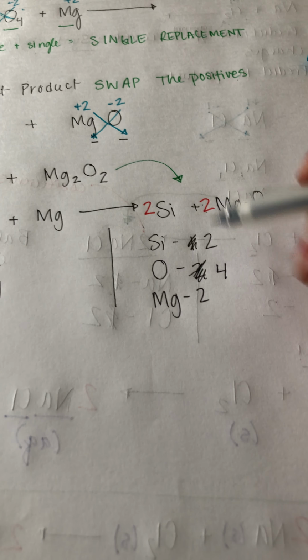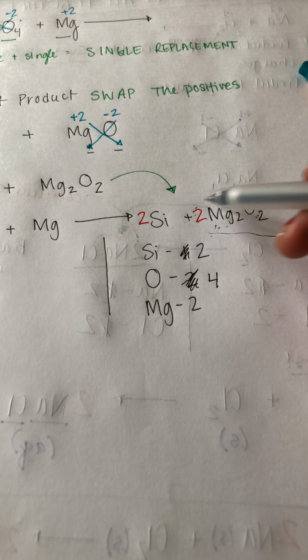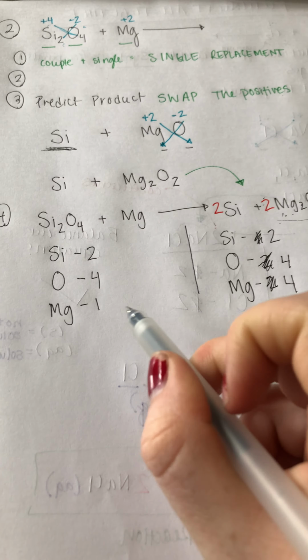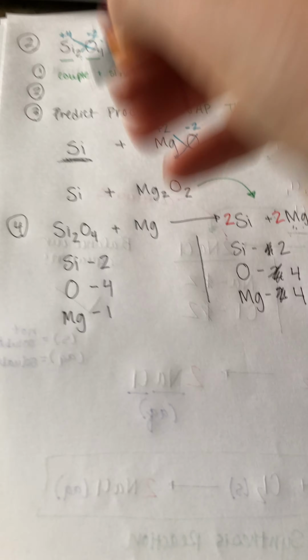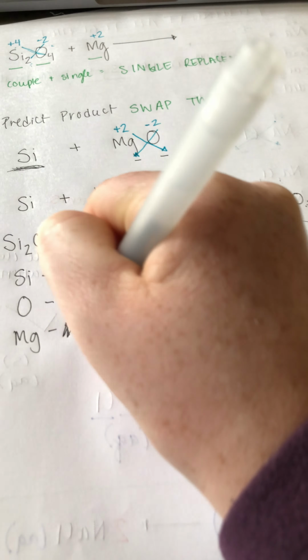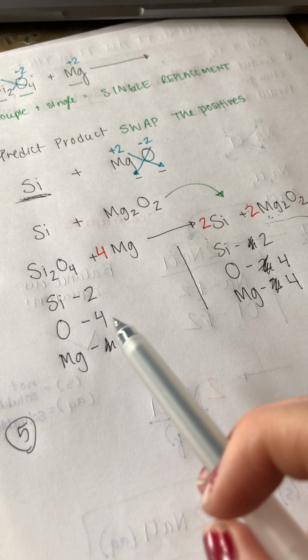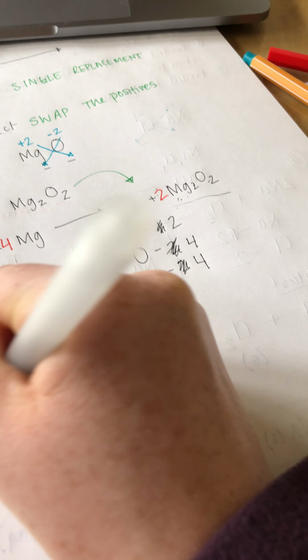Okay, and then, because we put it in front of a compound, it's also affecting Mg, right? So 2 times 2 Mg, now this is 4 Mg. Go back over here. How do we get Mg equal to 4? We put a 4 in front of Mg, right? And now it is equal to 4. Okay, so step 5. This should be a balanced equation, right? Si is 2, O is 4, Mg is 4. So let's write out our balanced equation.